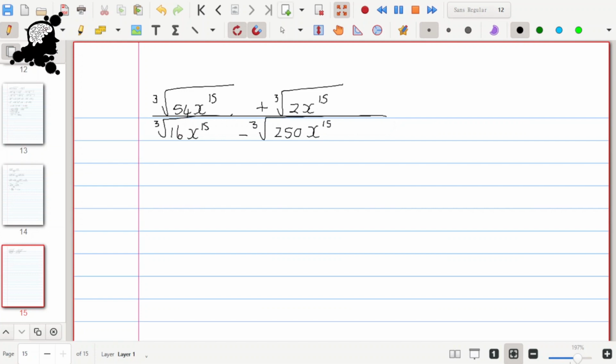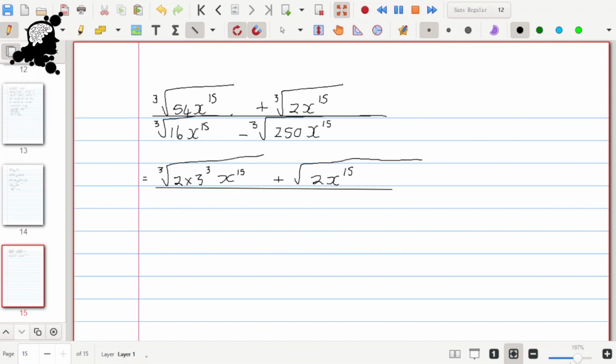I know it looks complicated at first, but we just need to stick to what we've been doing. And the first step we said is to write our bases as prime numbers. So 54 as a prime number, this is going to give me 2 times 3 to the power 3. Then this is x to the power 15, plus 2. 2 is already a prime number, so I'm just going to leave this as 2x to the power 15.